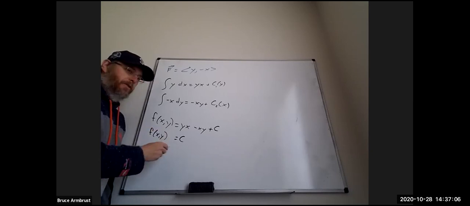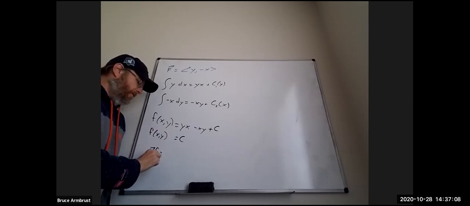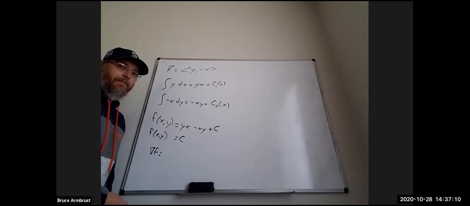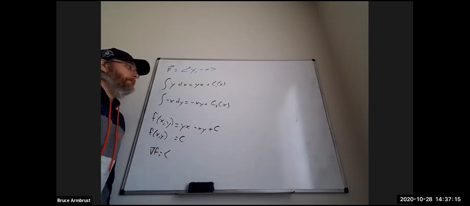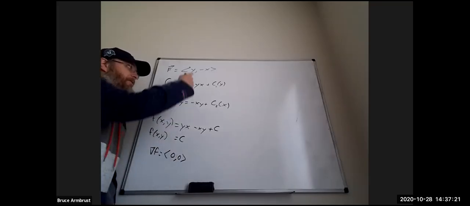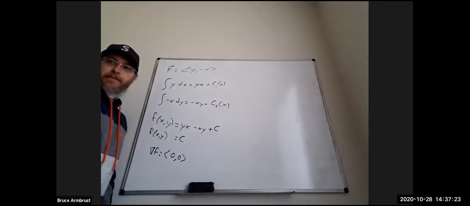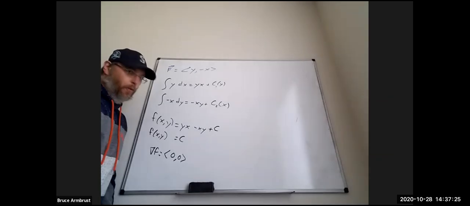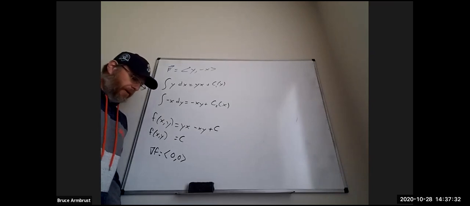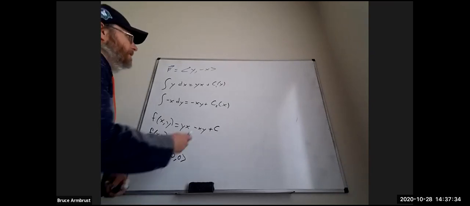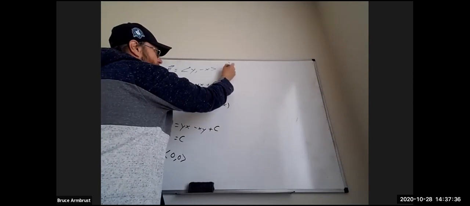Okay. Well, do me a favor. Calculate the gradient of a constant. What's that vector look like? It's the 0 vector. Is this what we started with? No. Okay, so clearly there's some sort of a problem, right? Well, the problem is this guy is not conservative.